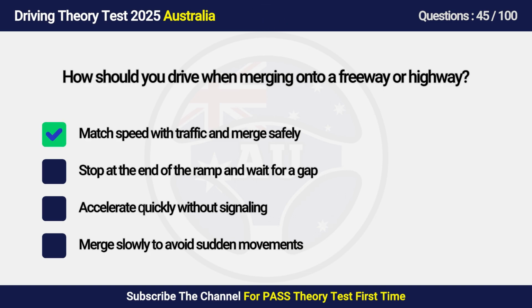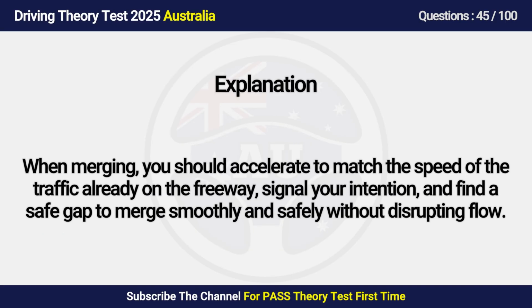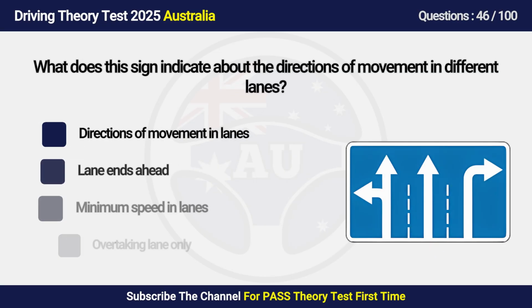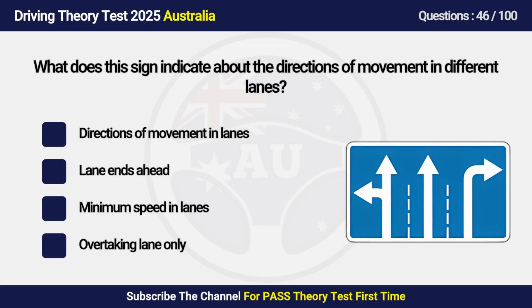Answer is A. Match speed with traffic and merge safely. When merging, you should accelerate to match the speed of the traffic already on the freeway, signal your intention, and find a safe gap to merge smoothly and safely without disrupting flow. Question 46. What does this sign indicate about the directions of movement in different lanes?